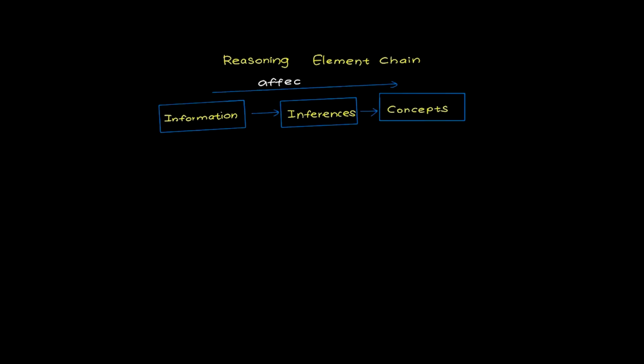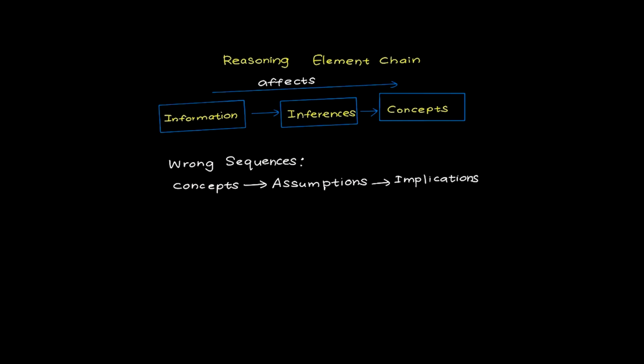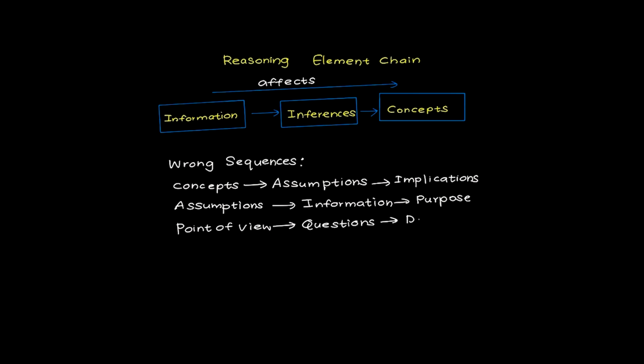That's conceptualizing. Paul and Elder describe this exact chain. Information affects inferences, and what we infer affects how we conceptualize. The other sequences don't match. Concepts affecting assumptions, affecting implications is a different chain. Assumptions affecting information, affecting purpose doesn't reflect gathering data first. Point of view affecting questions, affecting data starts from a different place entirely.